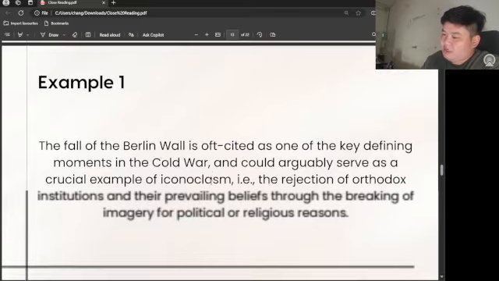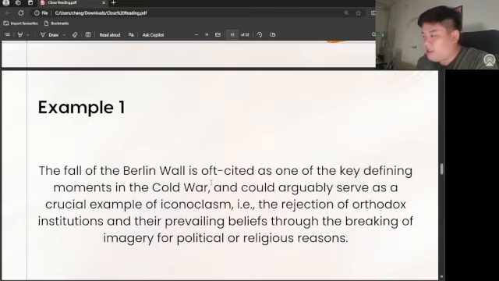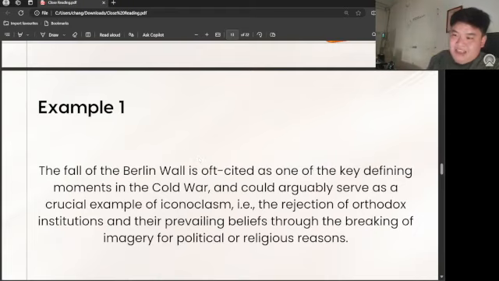So let's say we use a very, very long sentence from the previous excerpt here. The fall of the Berlin Wall is oft cited as one of the key defining moments in the Cold War and could arguably serve as a crucial example of iconoclasm. That is, the rejection of orthodox institutions and their prevailing beliefs through the breaking of imagery for political or religious reasons. Wow, that's a bloody mouthful, right? So how do we break this up into digestible ideas? Because the longer the sentence is, the more difficult it is to parse all the information that is conveyed here. This is how you do it.